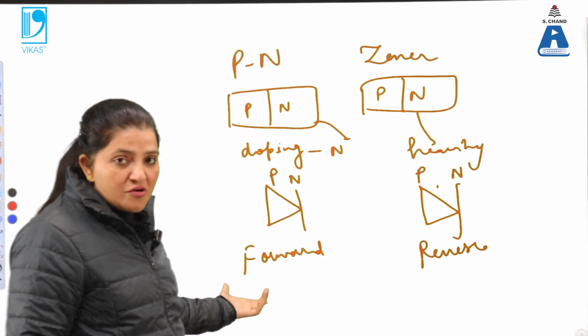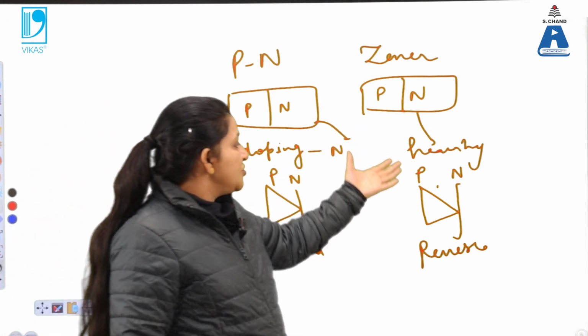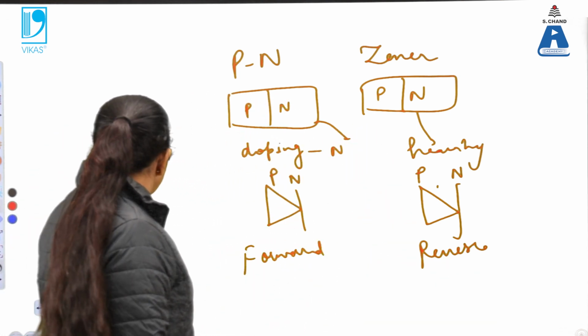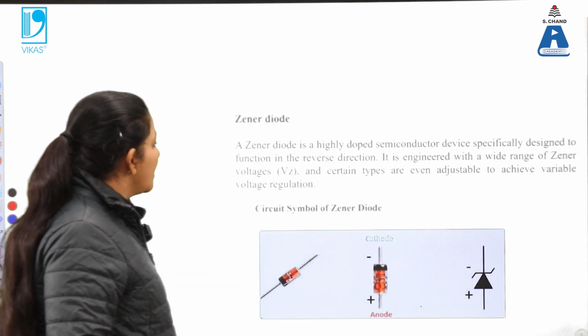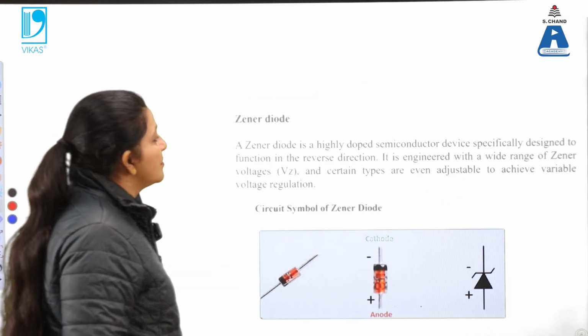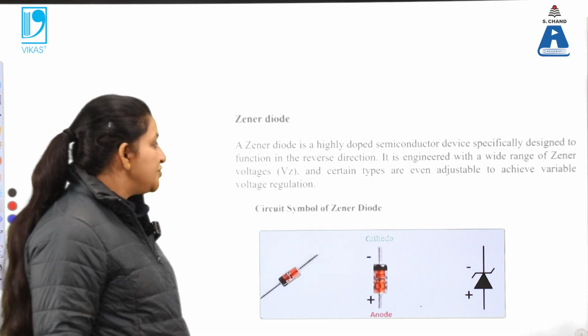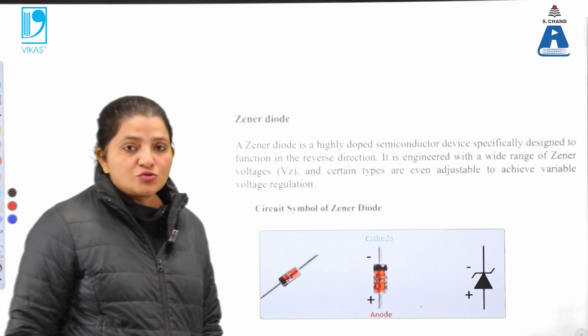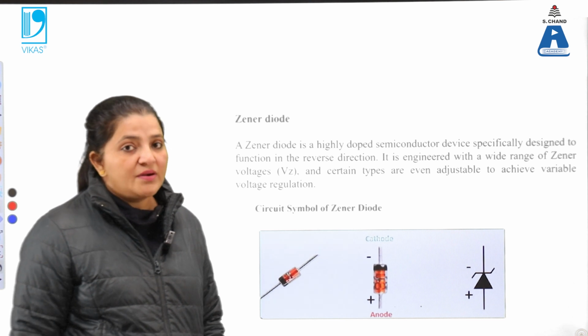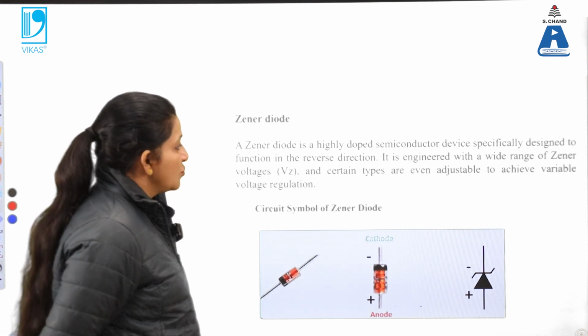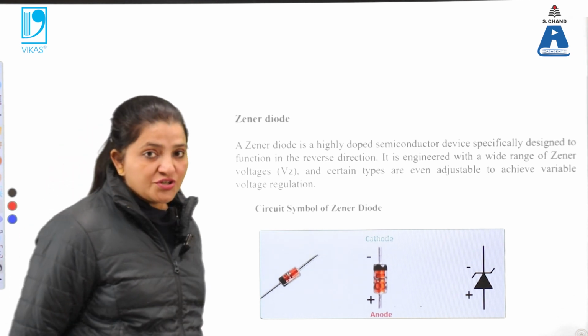The PN junction diode always works in the forward bias condition, while the Zener diode always works in the reverse bias condition. Also, the Zener diode works over a wide range of Zener voltages. That means voltage regulation can be done, while this is not possible in the case of the PN junction diode. So with the Zener diode, voltage regulation is also possible.